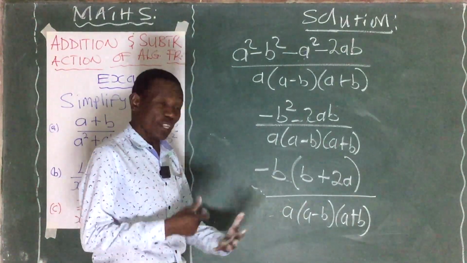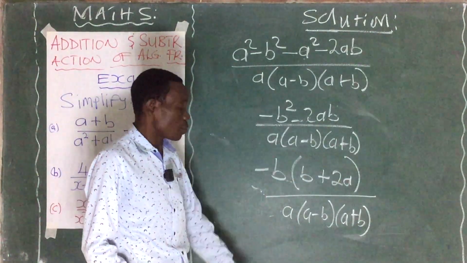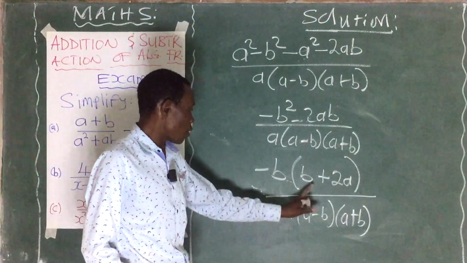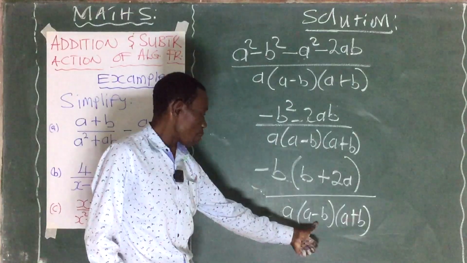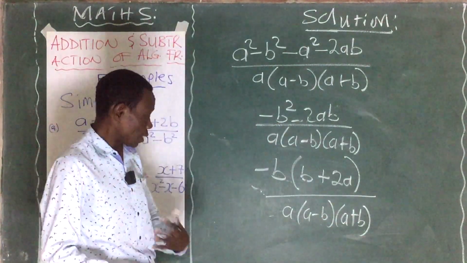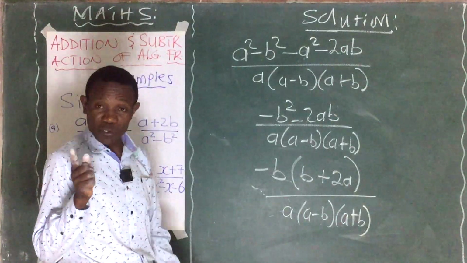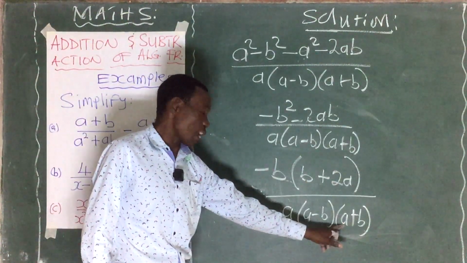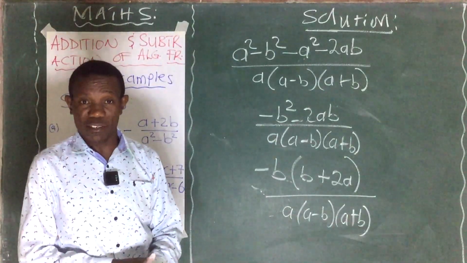Meaning to say, do you have an expression that can cancel the top numerator and the denominator? You find that if we check the terms in the expression, here we have b plus 2a, here a minus b, here a plus b. It means in this case we don't have a common factor. Don't make those mistakes of just cancelling b and b, a and a. That type of mathematics does not exist.